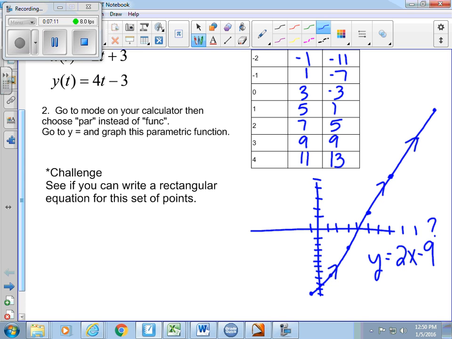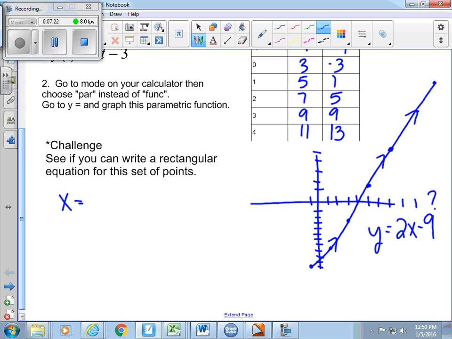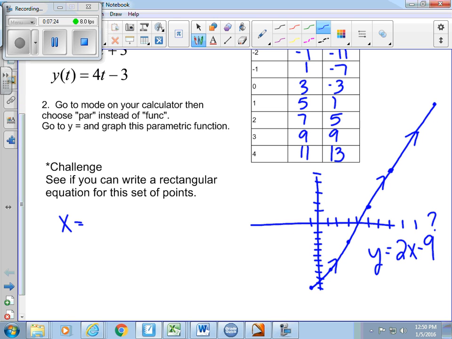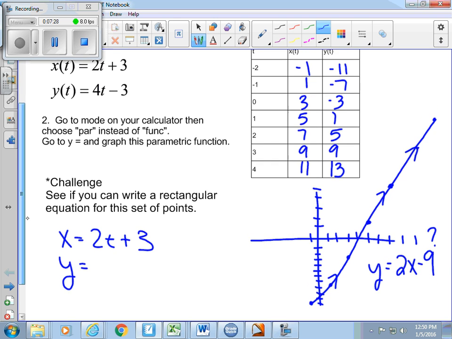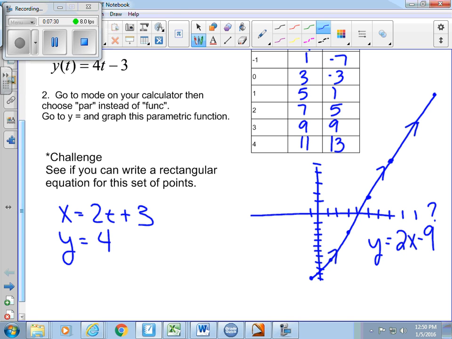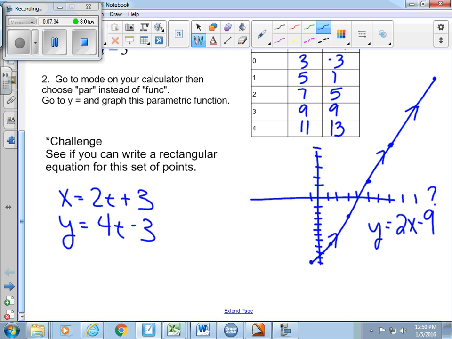Now, obviously not everything's going to be linear, so we wouldn't want to rely on that option. So I'm going to show you another way to find the rectangular coordinates. I'm going to write the top equation as x equals 2t plus 3. And the bottom equation is y equals 4t minus 3. I just didn't write the t part.